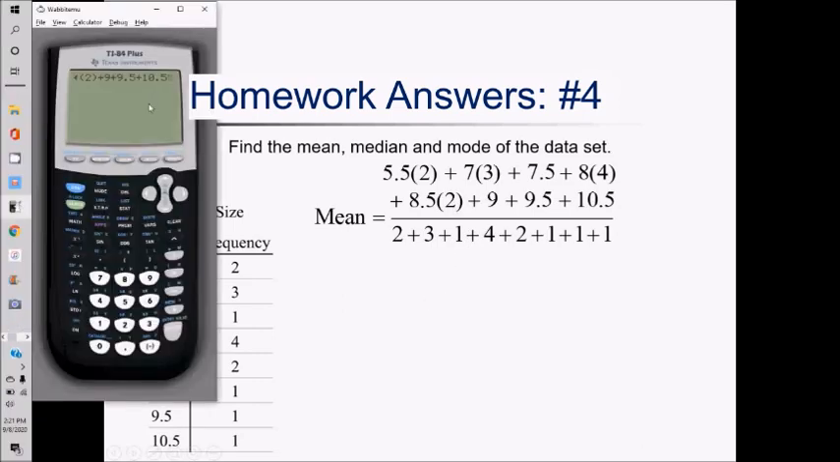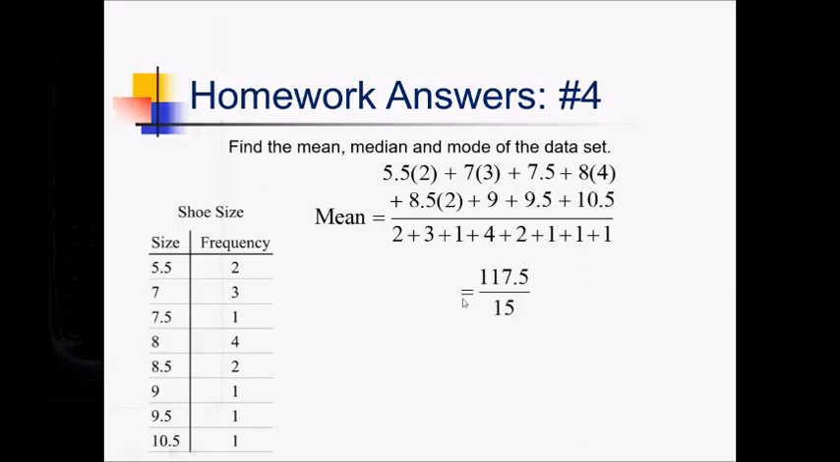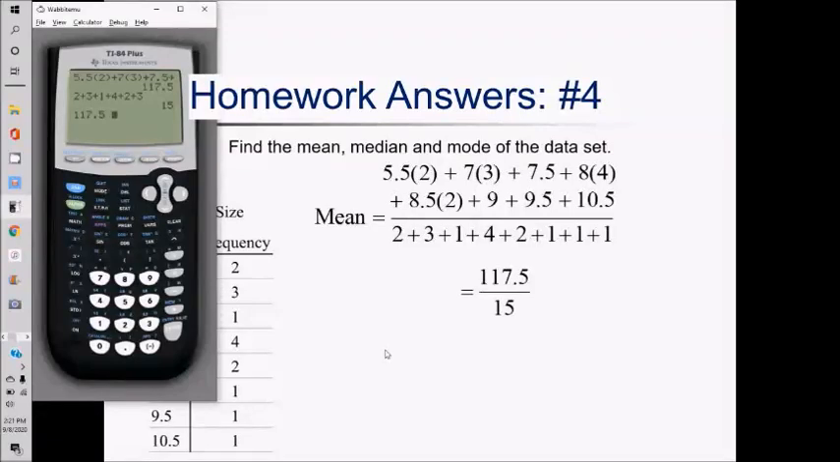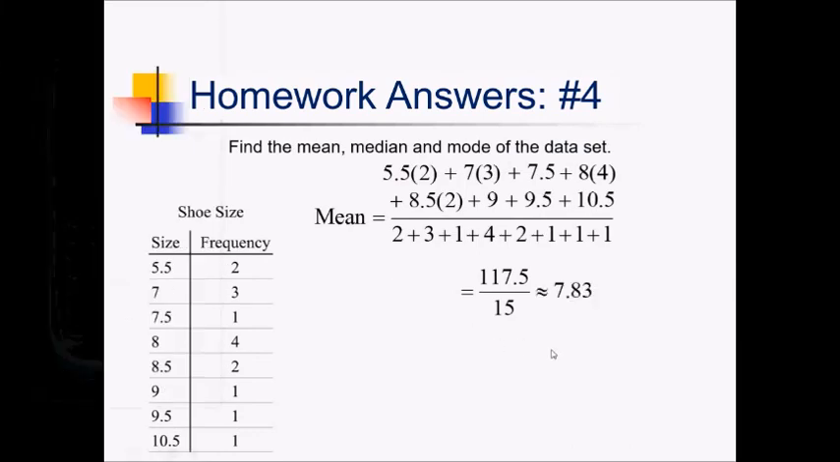So for my numerator, I've got 117.5. And for the denominator, let me add all of those. So 2 plus 3 plus 1 plus 4 plus 2 plus, I know those 3 1s are a 3. That's 15. So 117.5 over 15, which, according to the calculator, 117.5 divided by 15 is approximately 7.83 if I round to the nearest hundredth.